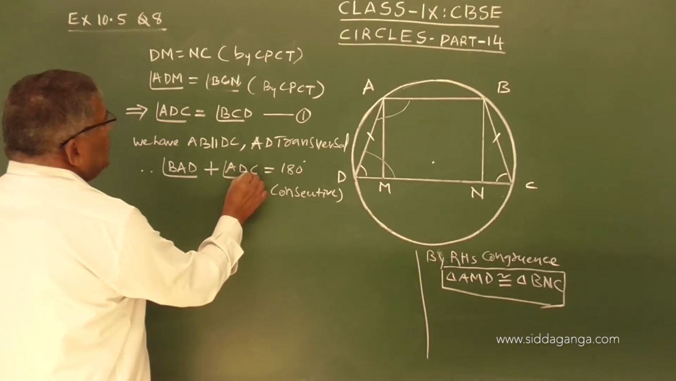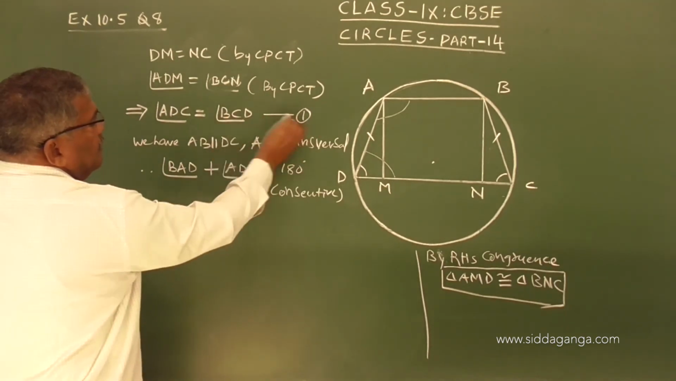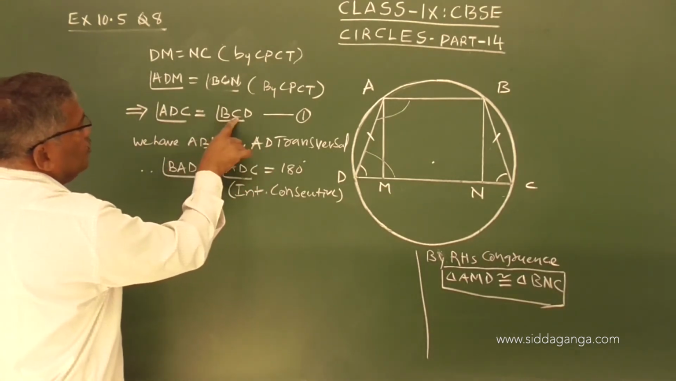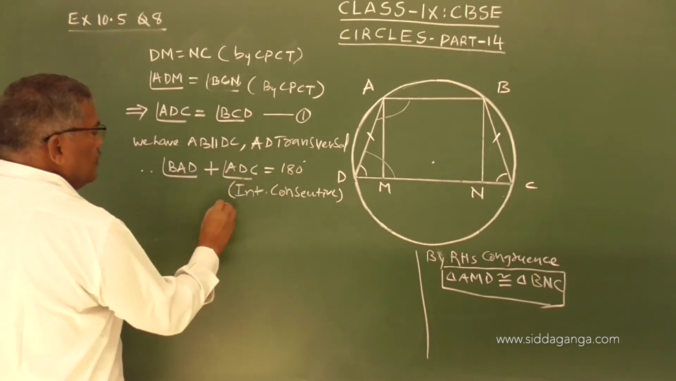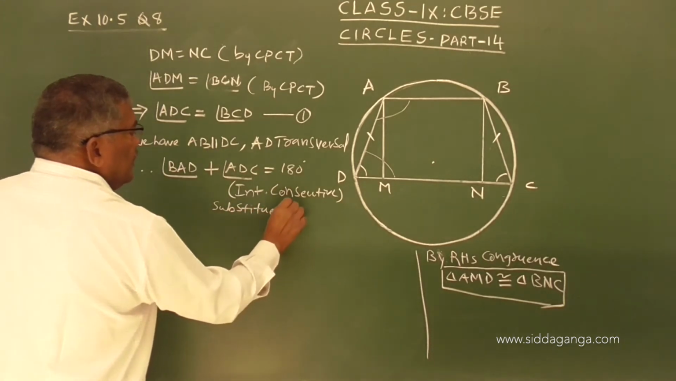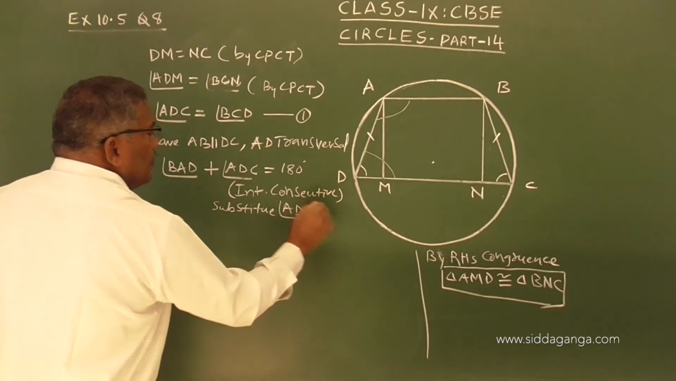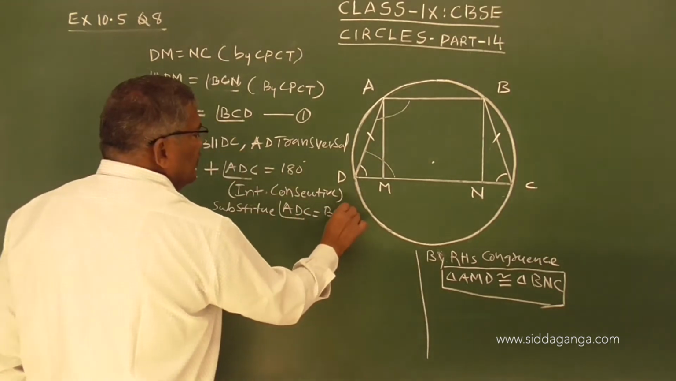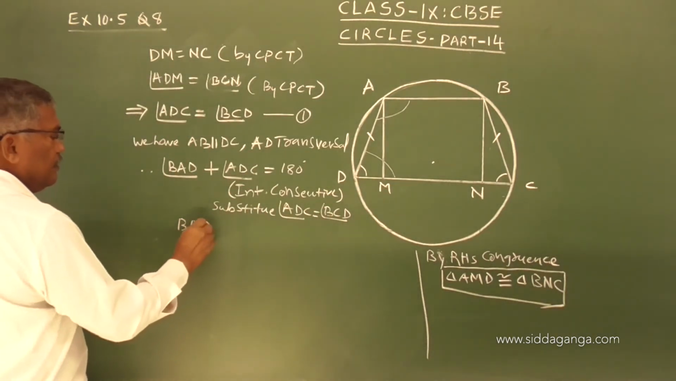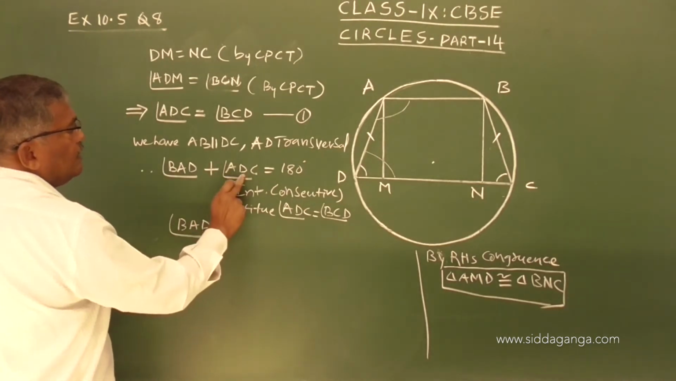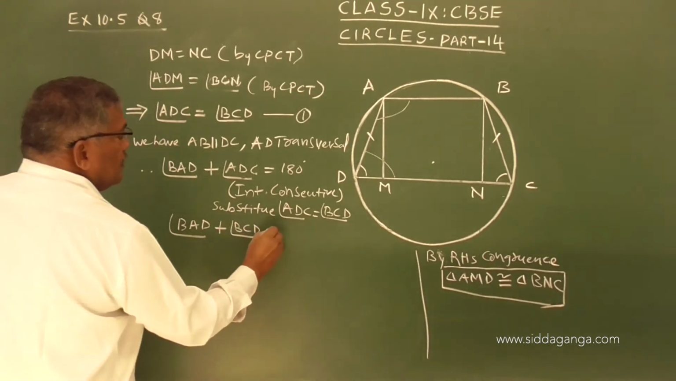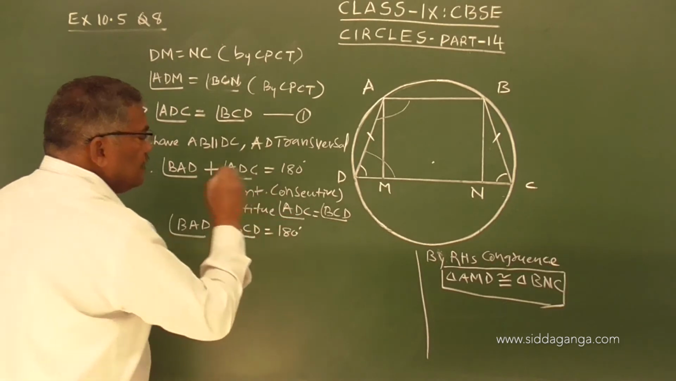Now see ADC, observe from 1, ADC is nothing but BCD. So here instead of ADC you substitute BCD. So therefore substitute ADC equals BCD. So this value you take here. So therefore BAD plus, instead of ADC I will write BCD, BCD is equal to 180 degrees.